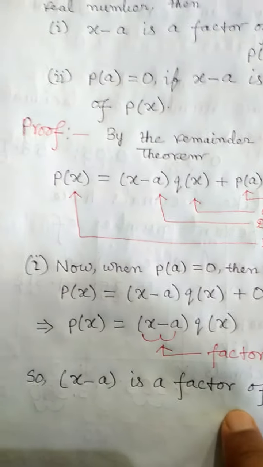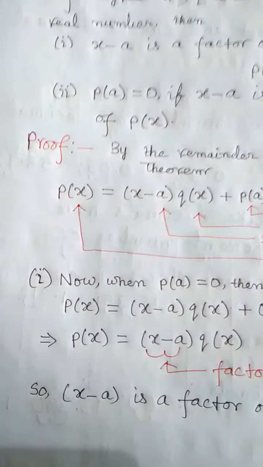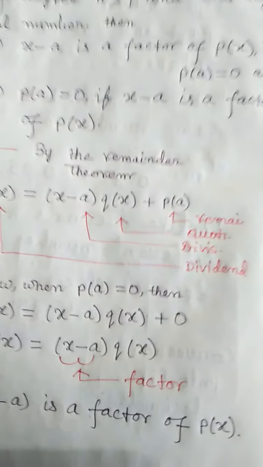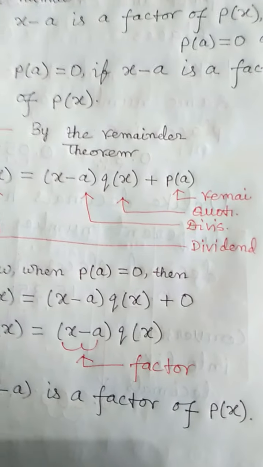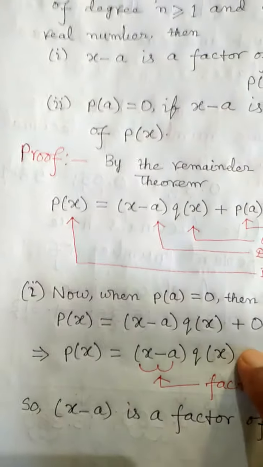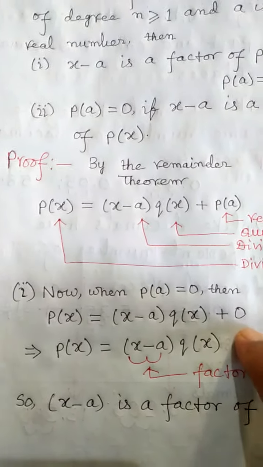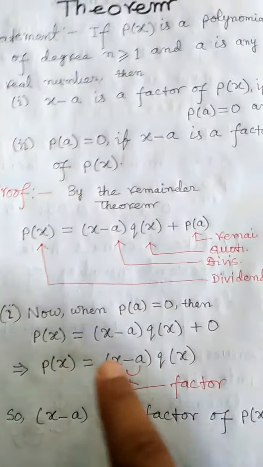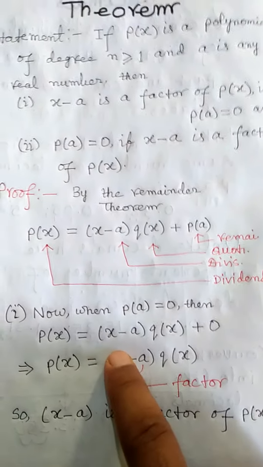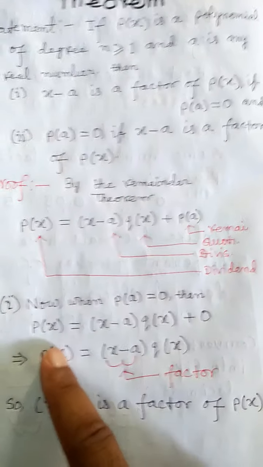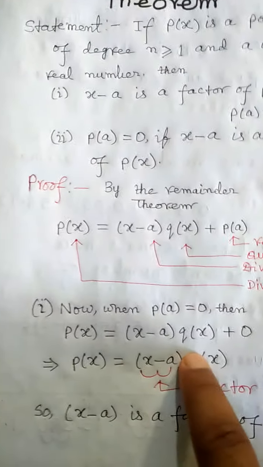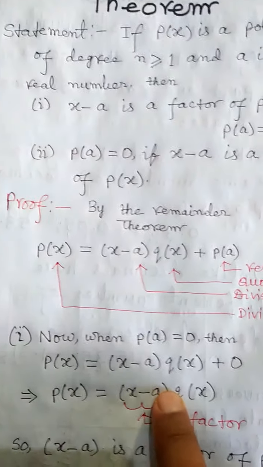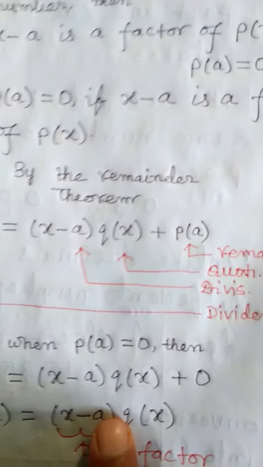What is a factor of a polynomial? A polynomial which can divide a given polynomial exactly without any remainder is called a factor of that polynomial. Here remainder is 0 and this x minus a is divisor of P(x). Since remainder is 0, this x minus a is a factor of this P(x). This is quotient. In this way, the first case of the factor theorem is proved.